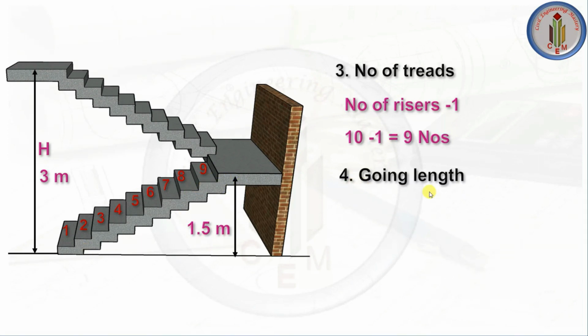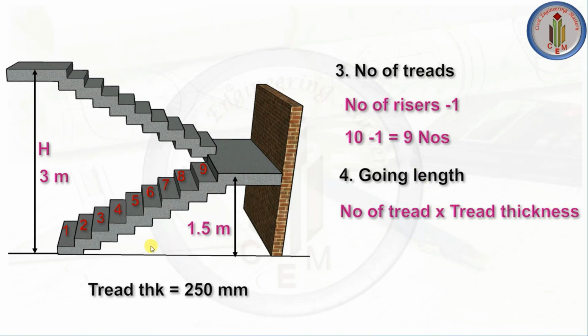Next one is going length. Going length is the distance between the first riser to the last riser. So that we need to calculate. Now we know the number of treads, right? Number of treads is 9, multiplied with the tread thickness, that will give you the going length. Tread thickness here is 250 mm. 9 treads multiplied by 250, we get 2250 mm, that is 2.25 meter as the total going length.